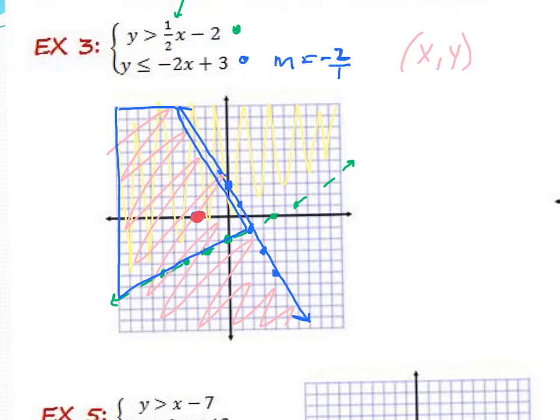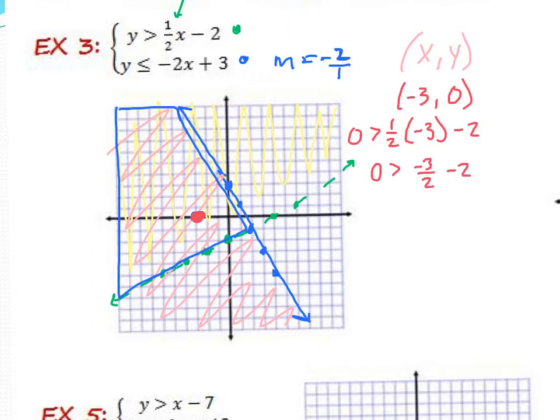So what is that point? That is the point negative 3, 0. Now, is that a solution to the system? I'm going to do this quickly. Plugging these in, for the first one I get 0 is greater than 1/2 times negative 3 minus 2. So that's negative 3/2 minus 2. Just think numbers-wise: you have a negative number minus another positive number, so you're going to be more negative, even though this is a decimal.